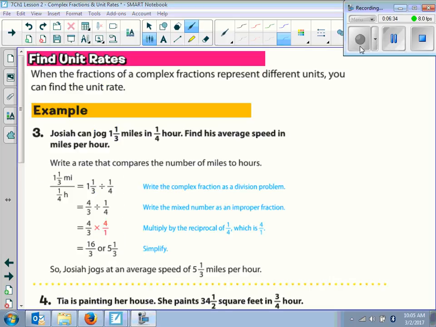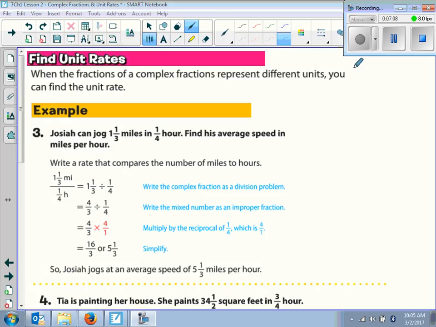All right, so now we're going to find unit rates. When the fractions of a complex fraction represent different units, you can find the unit rate. Because remember, a unit rate is just a comparison of 2 different quantities, right? So whether it be an integer or a fraction, it's still comparing 2 different quantities. It's still a rate. And when it compares to a quantity of 1 item, then it's a unit rate.